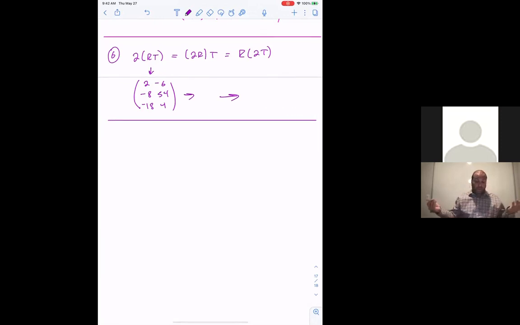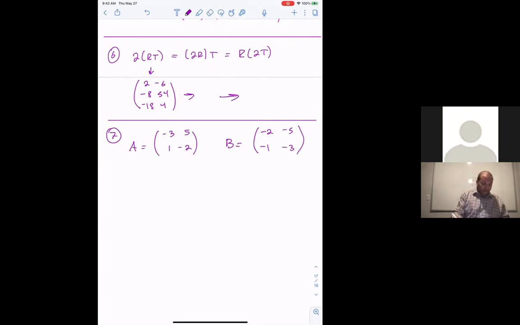But worst case scenario, you can always write it out by hand. That's always a possibility. Question 7. Consider the matrices. A is 2 by 2: negative 3, 5, 1, negative 2. And B is 2 by 2: negative 2, negative 5, negative 1, negative 3. We want to show that AB is equal to BA.